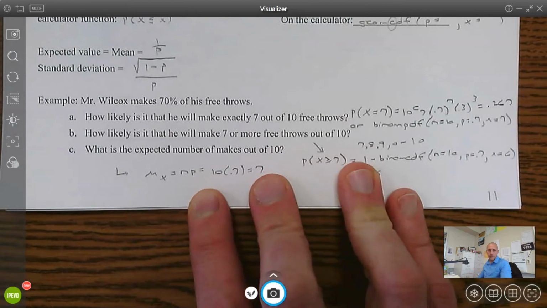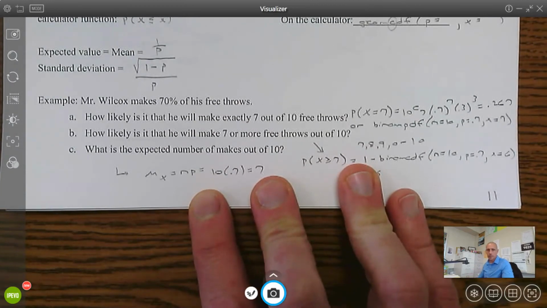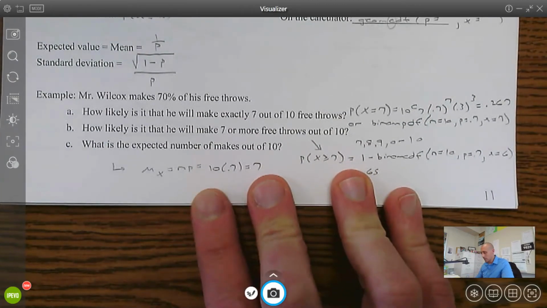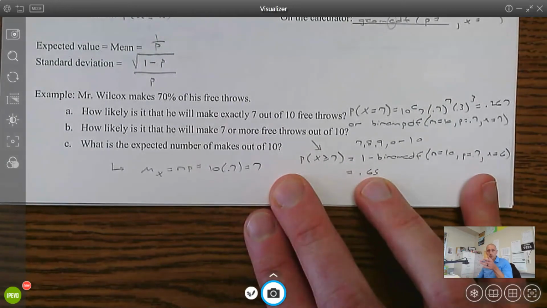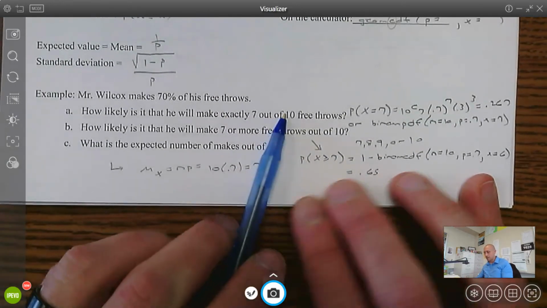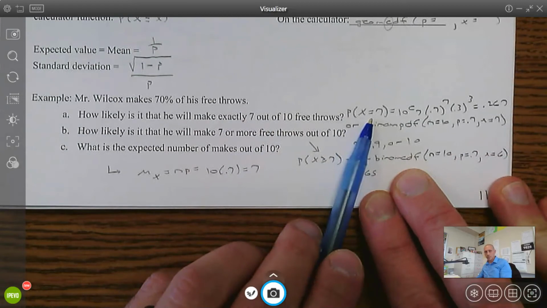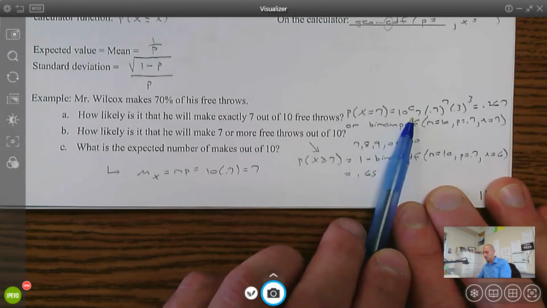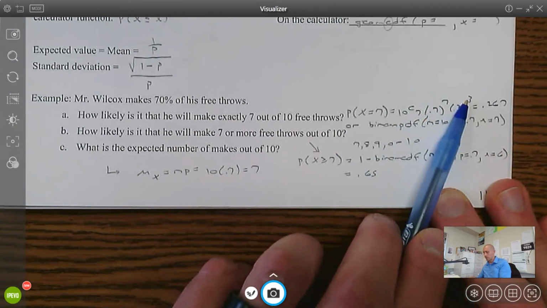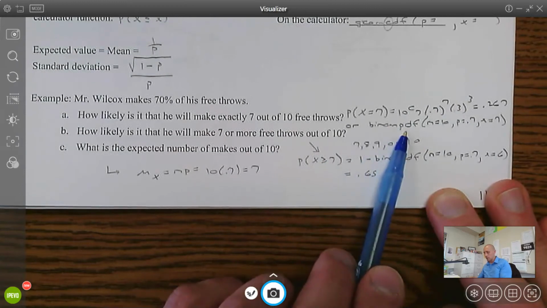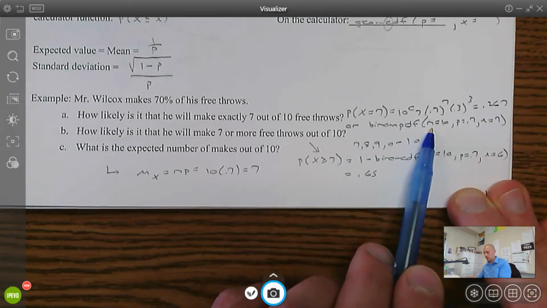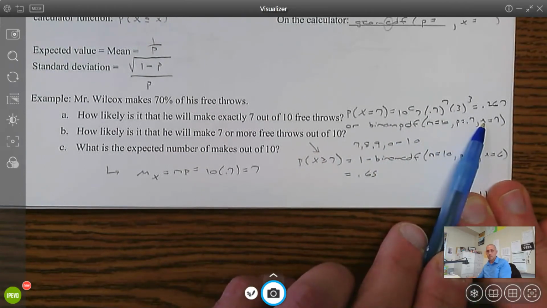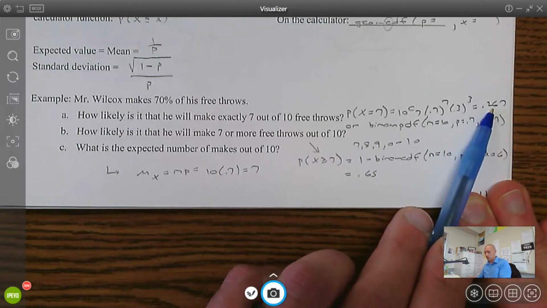So let's look at this last example. Mr. Wilcox makes 70% of his free throws. How likely is he to make exactly 7? So this is binomial because we're looking at 10 shots, 7 out of 10. So probability X is 7. So this is 10 choose 7, 0.7 to the 7th, 0.3 to the 3rd. Or I could use binomial PDF. Make sure you explicitly state N, P, and X. And I'm going to get that same probability.